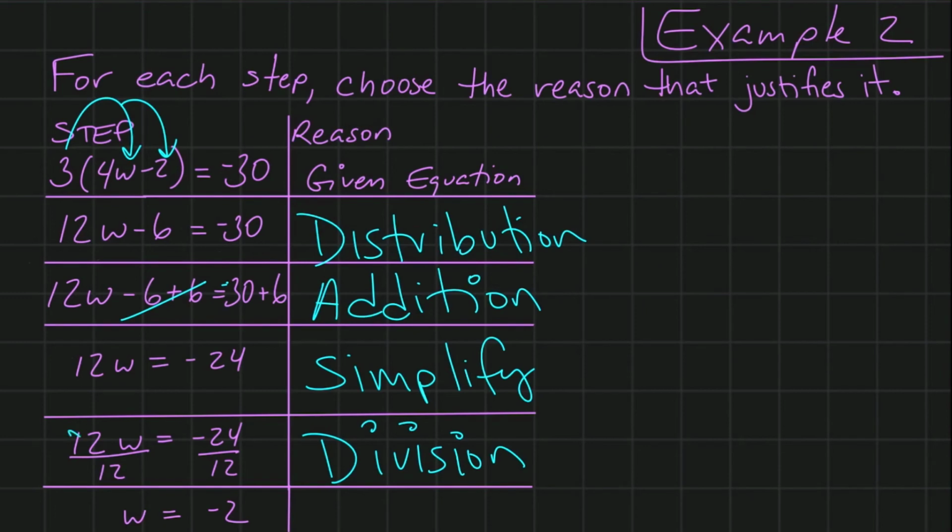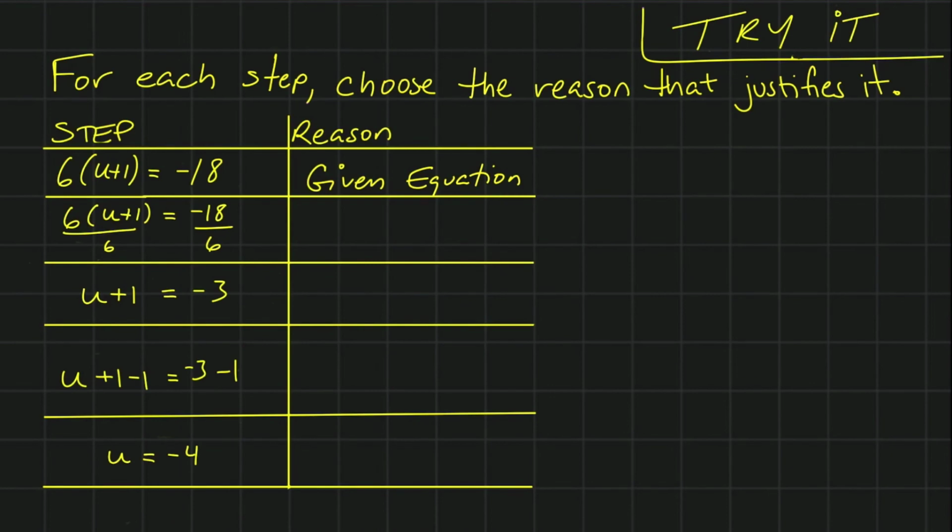And our last step is we simplify that division. 12 divided by 12 is 1. Negative 24 divided by 12 is going to be negative 2. So this is, again, simplify. And that problem is done.